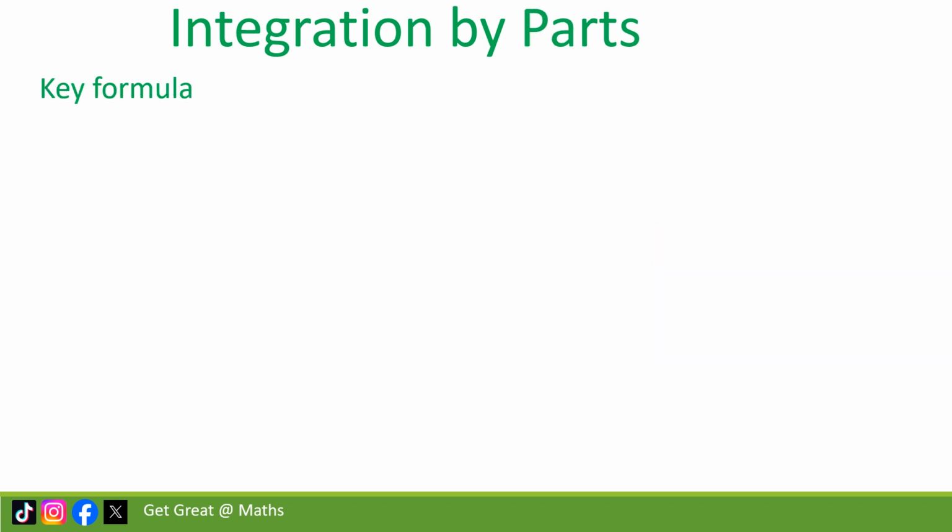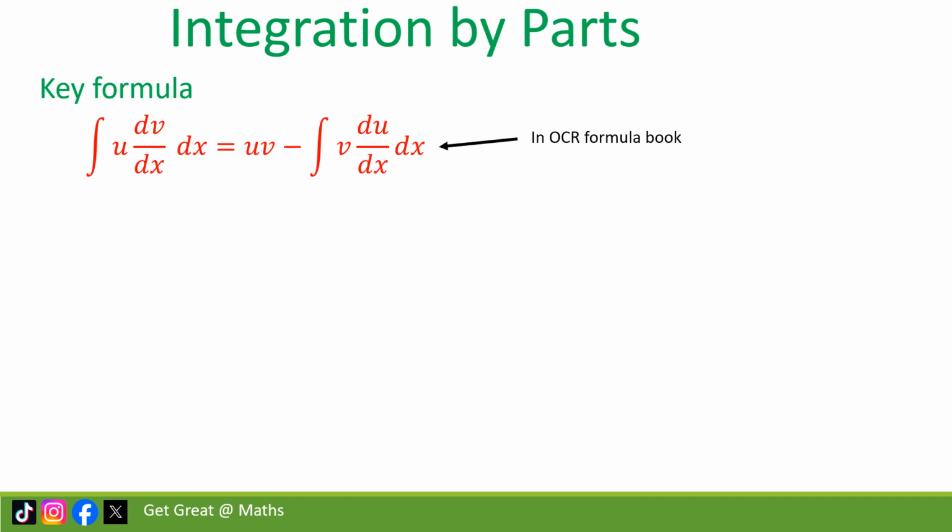Now, integration by parts is likely to come up on one of the exam papers that you're going to have to do, and it is a formula that is given to you in the exam. So the formula that is given is that the integral of u dv by dx with respect to x is equal to u times v minus the integral of v du by dx times dx. And this is a formula you will be expected to know for your exam.